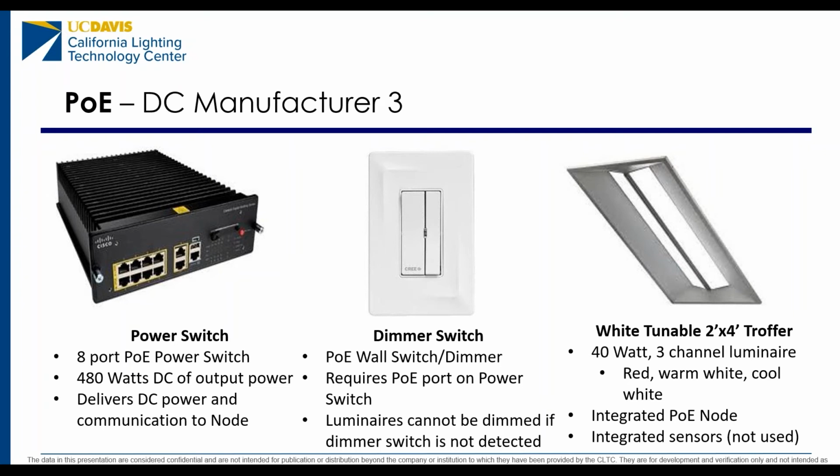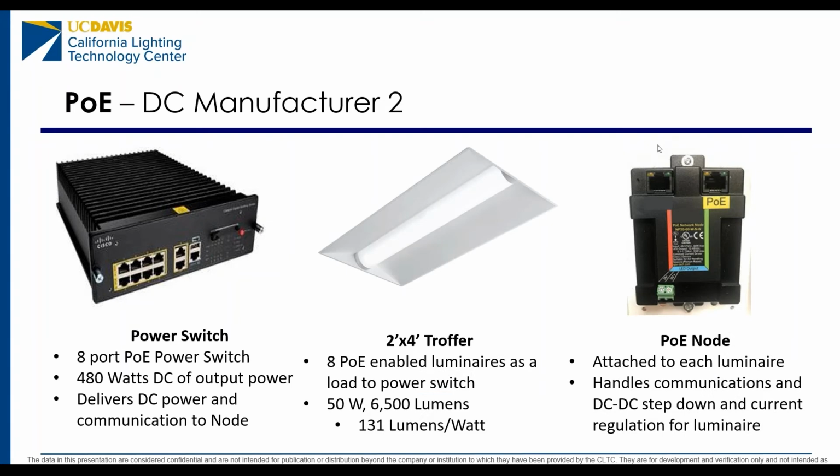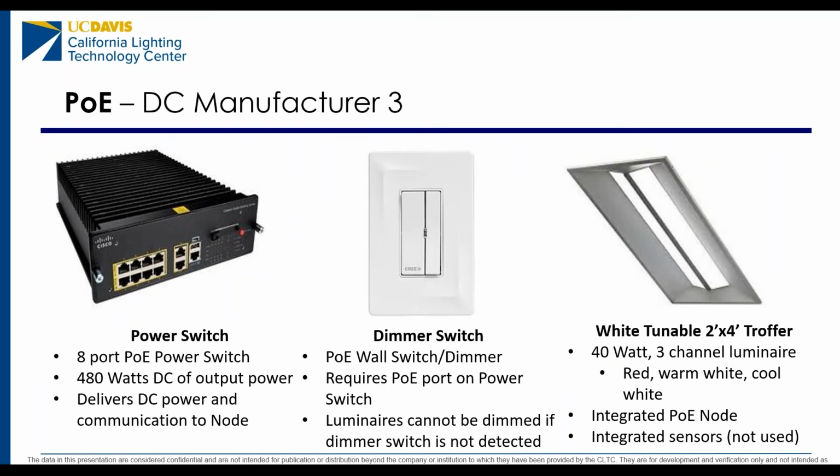Another thing to note is that on the DC Manufacturer 2 system, as you can see here, the PoE node has 2 RJ45 connectors. One is for power in, and the other is to allow you to connect another PoE-enabled device in series. What that allows you to do is hook up all 8 luminaires to each of the 8 ports of the PoE switch, but if you wanted to hook up a sensor or a wall switch, you could daisy chain it off of one of these fixtures and not have it occupy one of the 8 ports.